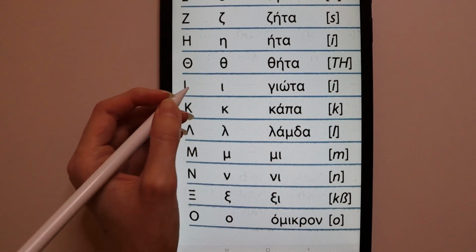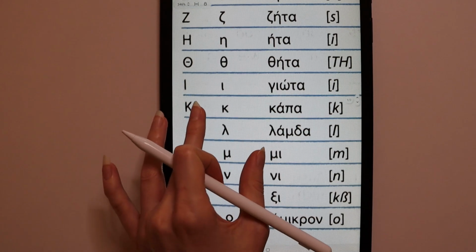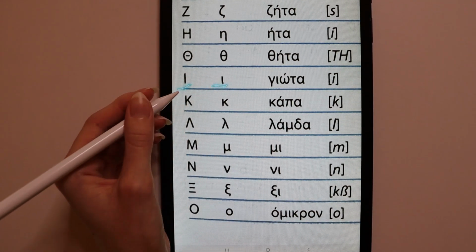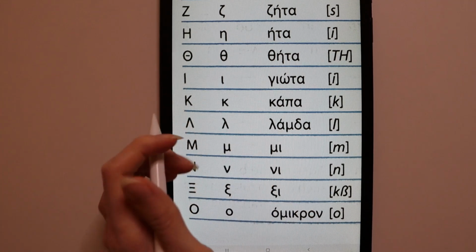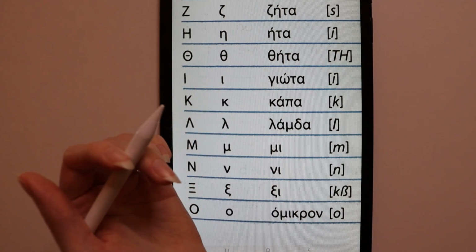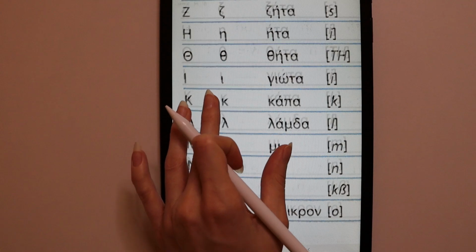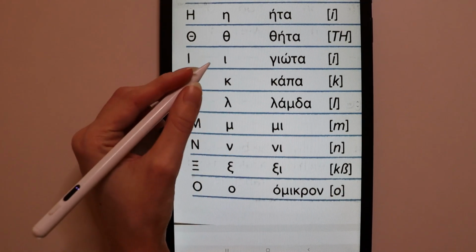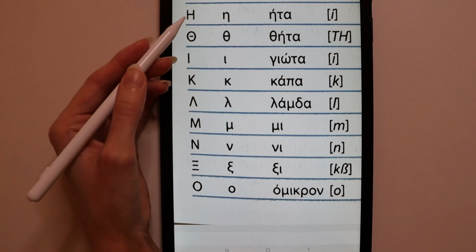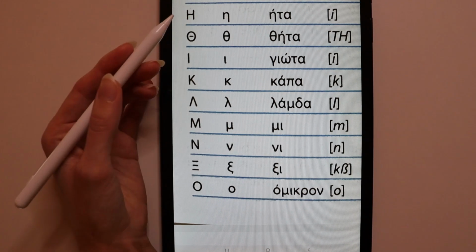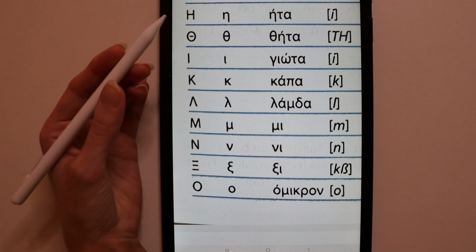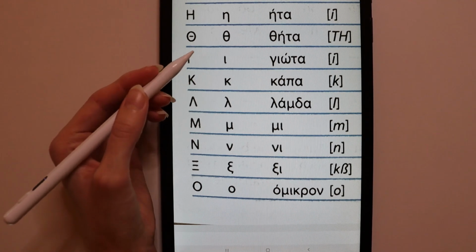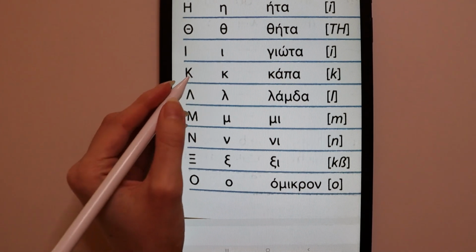And then we have iota. Iota is another E sound, but more like a long E. I would say this might be the difference: eta is more like a shorter E, and iota is more like a long E.